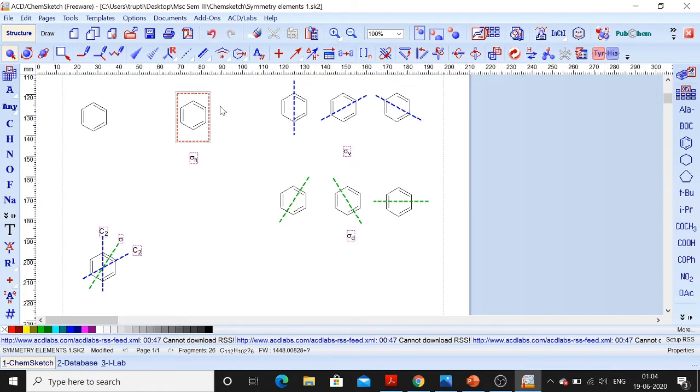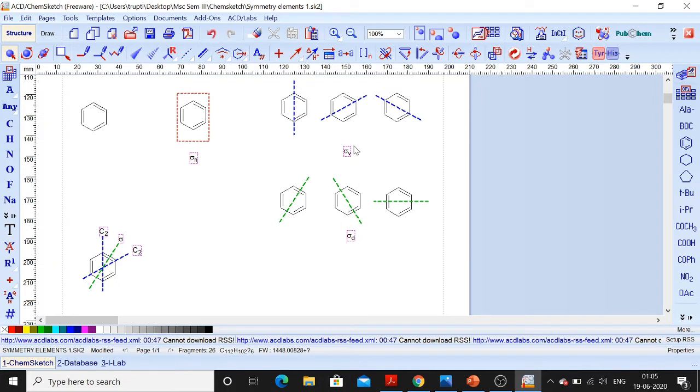Now, apart from this sigma plane, we also have this plane. You can imagine this, it's dividing the molecule into two equal parts. But observe this, you're passing this plane through two opposite carbon atoms. Like that, we have three different planes. So I can call them sigma v. The way we have passed them through the opposite carbon atoms, we can also pass them through the opposite bonds. I can even call them sigma v.